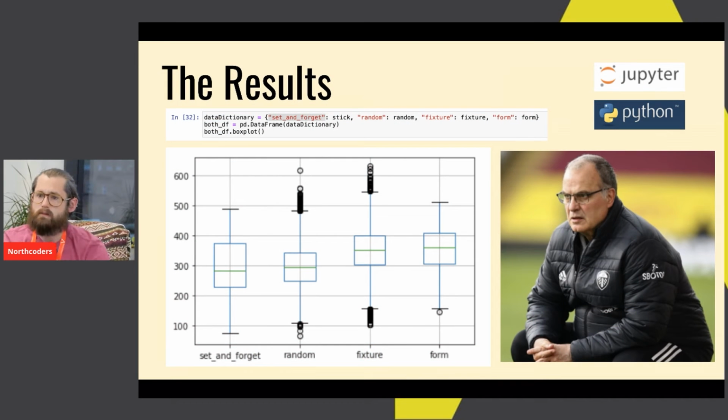So what I did was I plugged this information after I created a couple of algorithms to decide by fixture and by form and randomly. And then I plugged this into Jupyter Notebooks, which is run using Python to create some box charts using Python's Pandas API. And what this shows is on the boxes, that shows where 50% of our individual performances lie, and then the whiskers are where the rest of them lie.